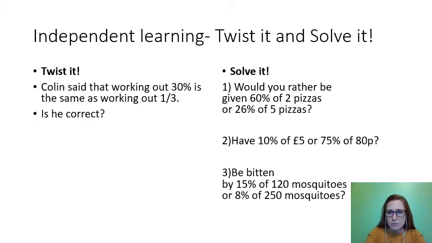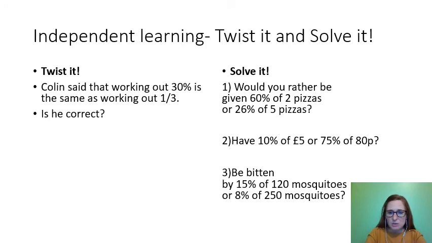Then you'll solve it. Would you rather be given 60% of 2 pizzas or 26% of 5 pizzas? This is a little bit tough because to find 60% of 2, you need to divide by 10 and multiply by 6. Or you can divide by 100. So you need to be careful with that one because it goes into decimals. If you're rather hungry, obviously you'll want the larger amount. If you're not so hungry, you'll want the smaller amount.